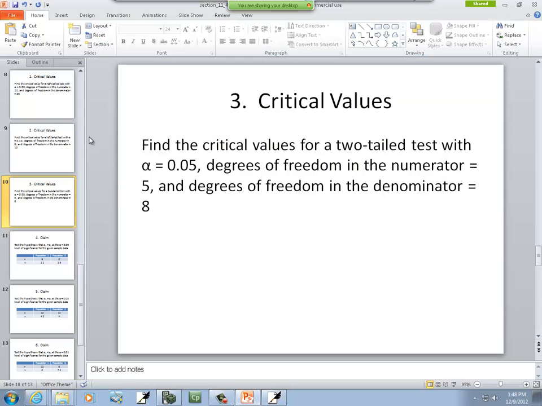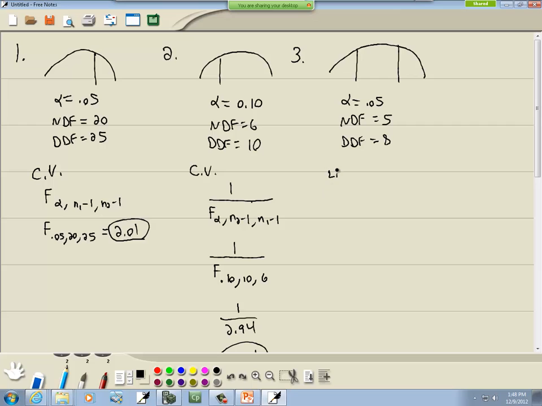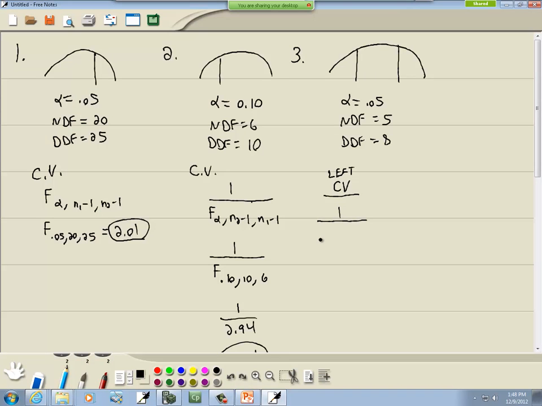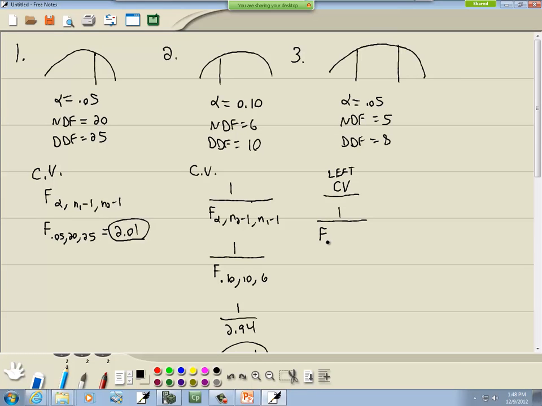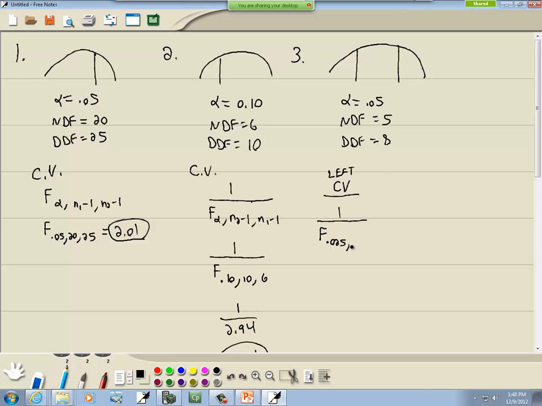Okay, let's go to our sheet now, and we got two tails. Well, let's find our left critical value. So our left critical value says we're going to have 1 over, and then we'll look up the value from our table, and it's alpha divided by 2. Well, alpha is 5%, so we're going to look up 0.025. And then, this is left tail, so we've got n2 minus 1, so that would be 8. And then we'd have our numerator degree of freedom. So you swap those around. And that's the value we're going to look up.